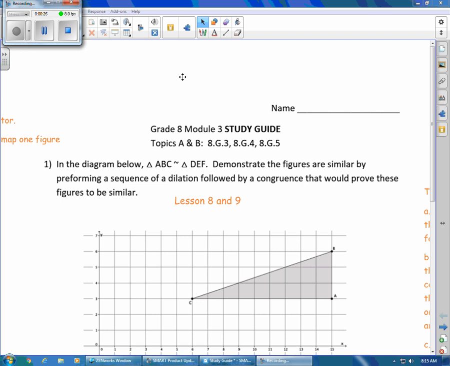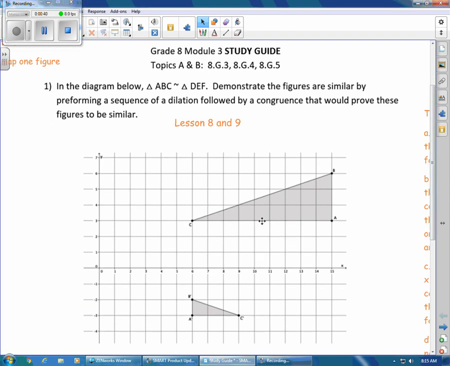So, number one, it says in the diagram below, triangle ABC is similar to triangle DEF. Demonstrate the figures are similar by performing a sequence of a dilation followed by a congruence that would prove these figures to be similar. You'll notice that my drawings don't have a DEF, and I apologize for that. When I created the study guide, I forgot to change the directions because I changed the picture out, and the directions should actually say triangle A prime, B prime, C prime.